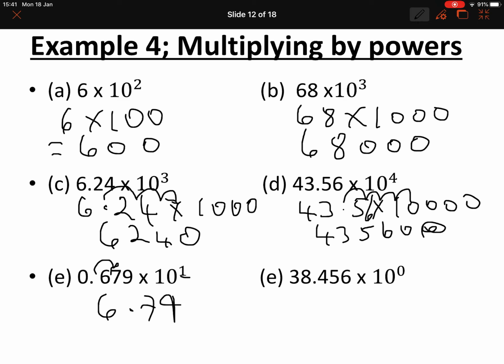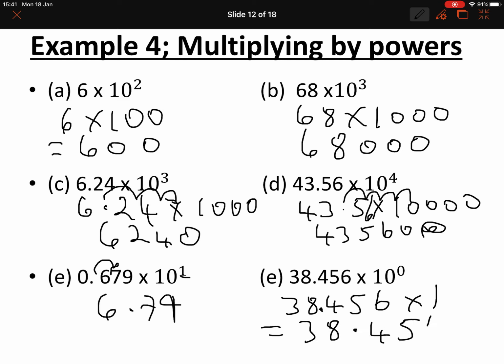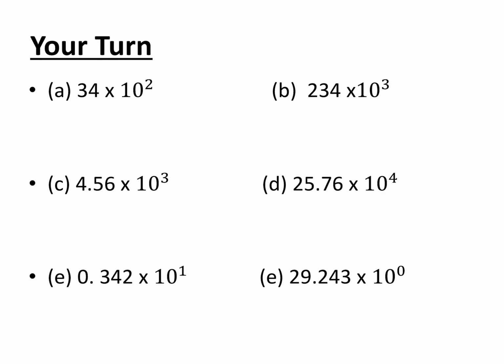Now, for part E, 10 to the 1 just means you're just timesing it by 10. The decimal point moves forward one place. That's 6.79. And for the last bit, well, that's pretty easy. You can be lazy with that. So that's just 38.456 multiplied by 1, which is just equal to 38.456. And that's really all you're doing.